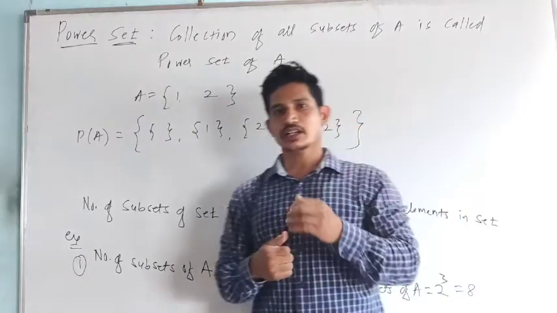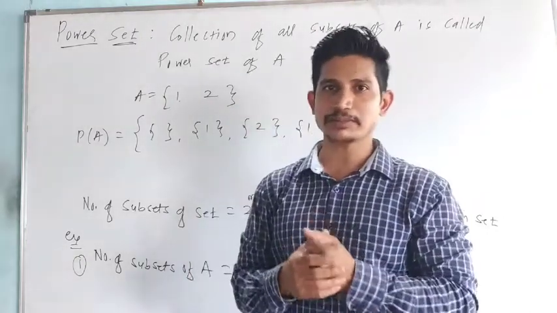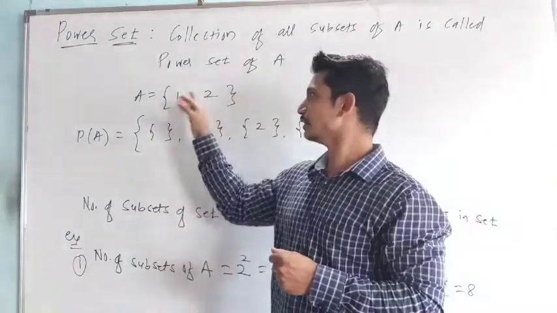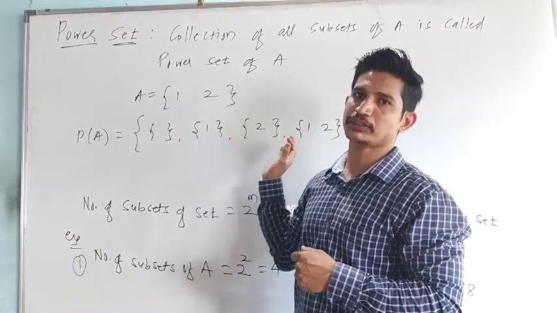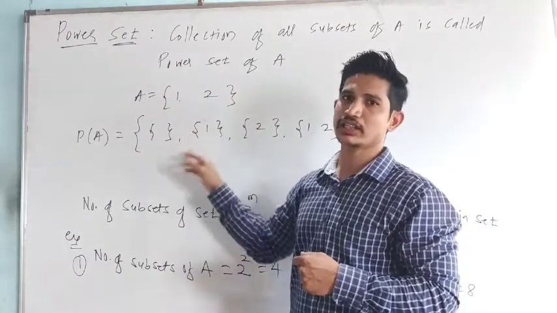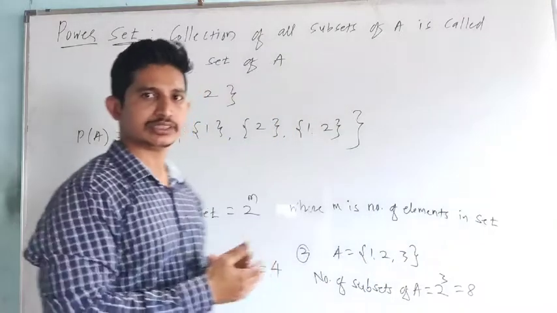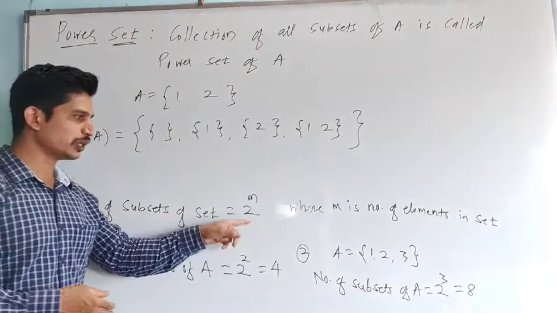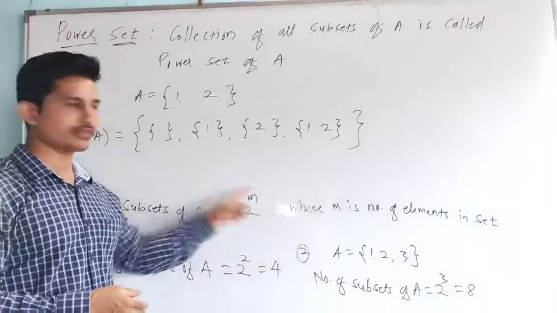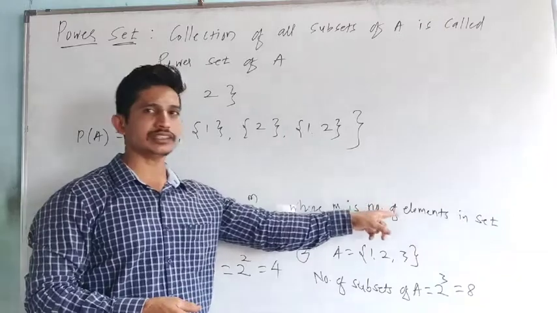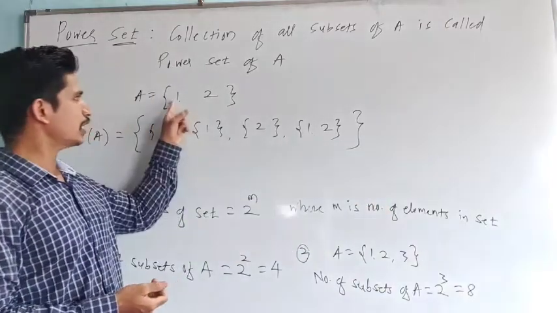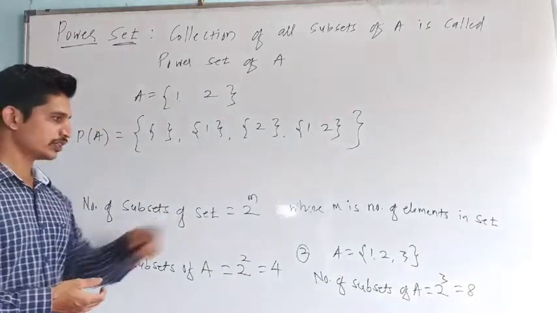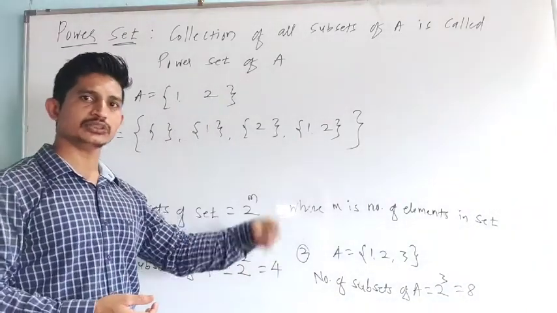Okay, so there is one formula to find the number of subsets of a given set. For example, A is here. It is having 2 elements, so there are 4 subsets. If there are 2 elements, there are 4 subsets. Number of subsets of a set is what here? 2 raised to m, where m is the number of elements in the set. Suppose there are 2 elements, then 2 raised to 2. If there are 3 elements, 2 raised to 3.